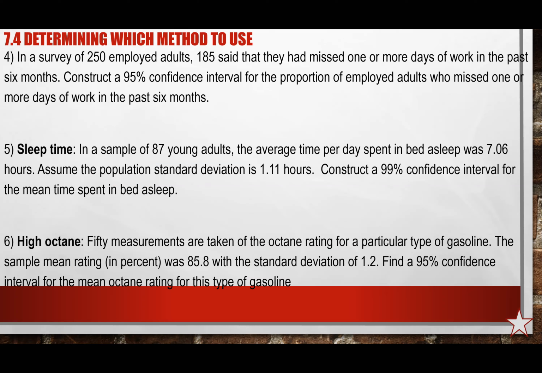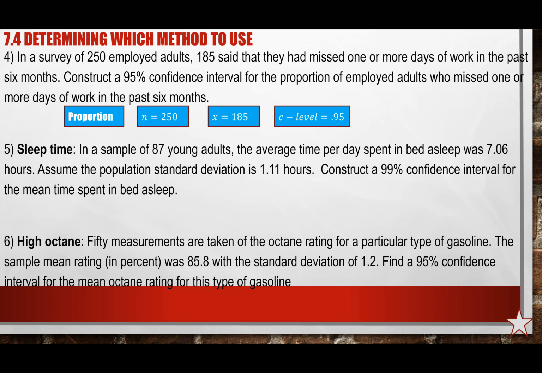So let's go back to number 4, right? Number 4, we know that they ask us to construct an interval for a proportion. And to construct it, we know that we will need an N, we need an X, and we need the confidence level, which is the C level, in this case, 0.95. And we will use this option for a proportion. Again, for proportion, it's easy. You have only one option, which is the one proportion Z interval.